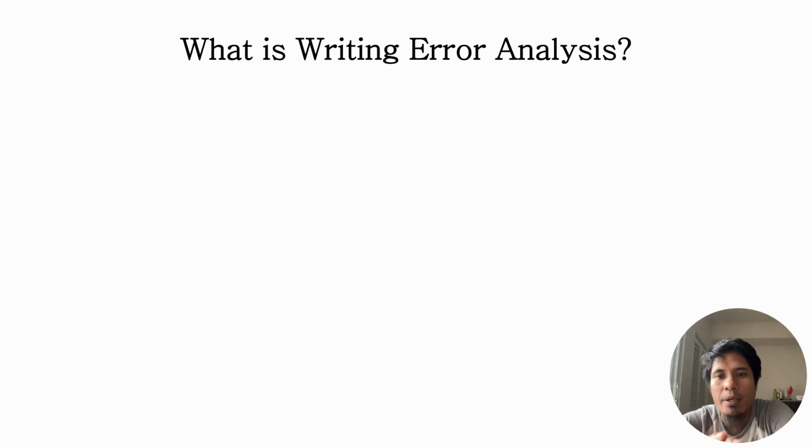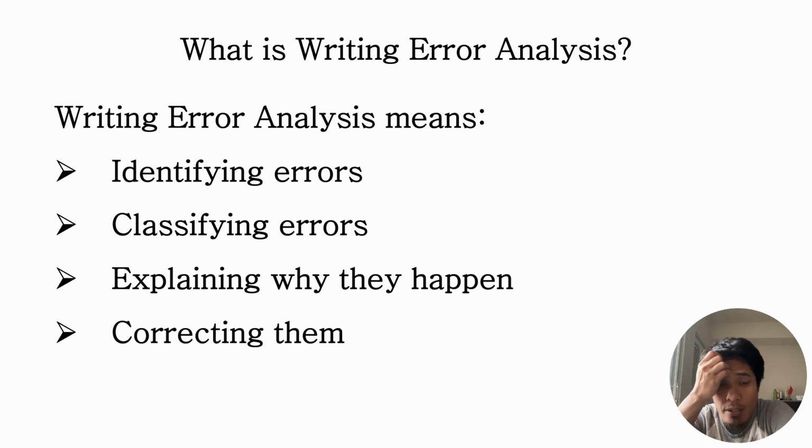Now, let's understand the main concept of today's lesson. What is writing error analysis? Writing error analysis is the process of identifying errors, classifying the types of errors, understanding why they happen, and correcting them appropriately. So it is not only about correcting sentences, it is about thinking more deeply and asking, what kind of error is this? Why did this error happen? This process will help you become a more careful and independent writer.